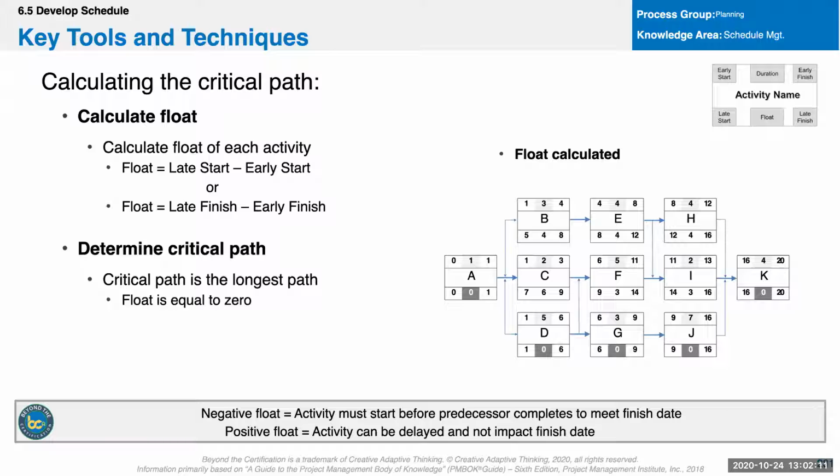So the critical path is not static. It is dynamic when you're running the project. It is only static when you first do it as an exercise. Got it.